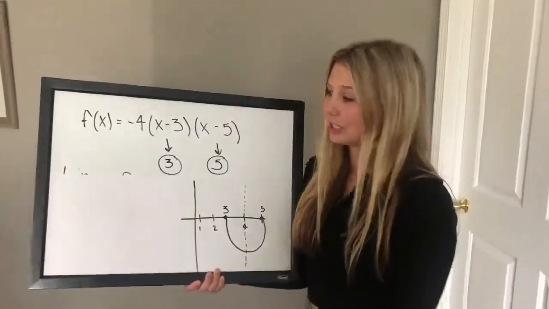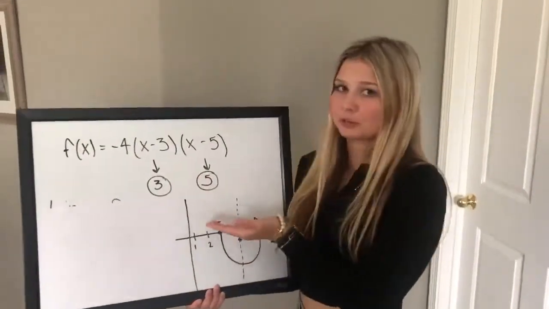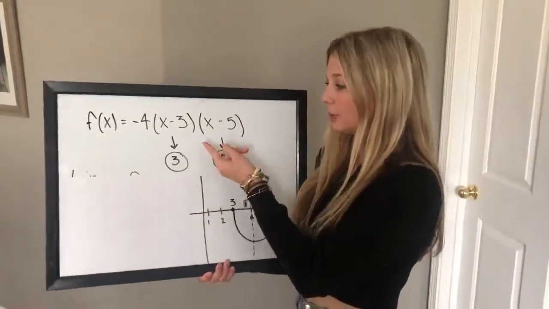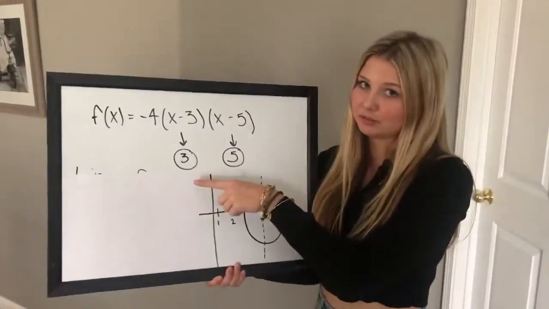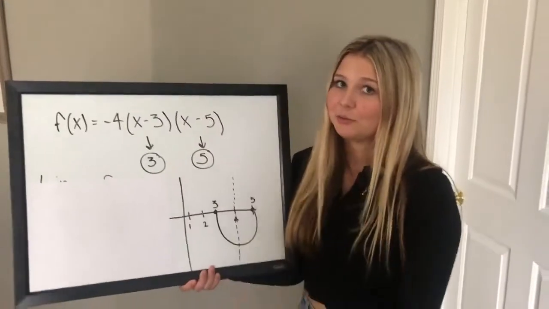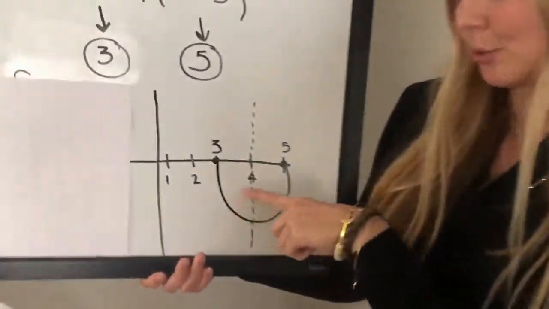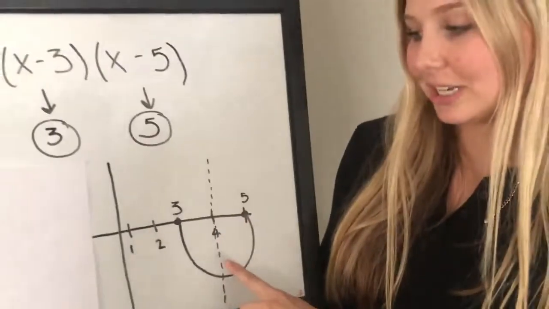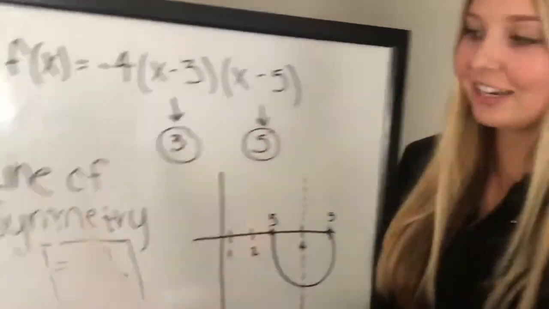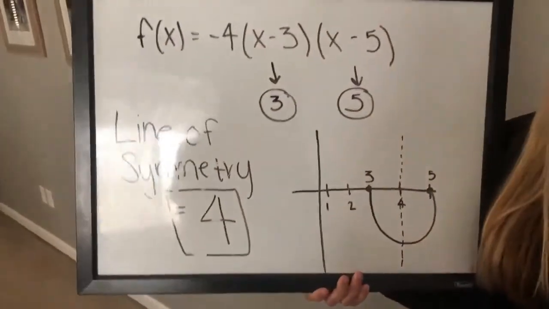As we all know, when there's negative numbers in parentheses, you bring them down to be positives. Therefore, negative 3 and negative 5 turn down to positive 3 and positive 5. When you put them on a graph, it looks like this. As you can see, there's a line going through the middle of the parabola, which is number 4, which makes the line of symmetry equal to 4.